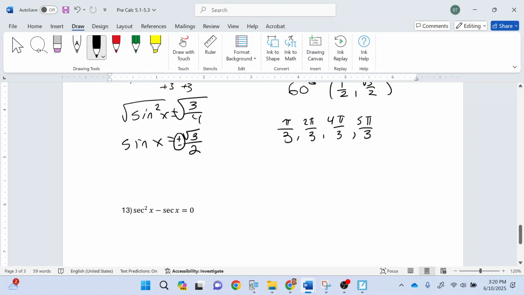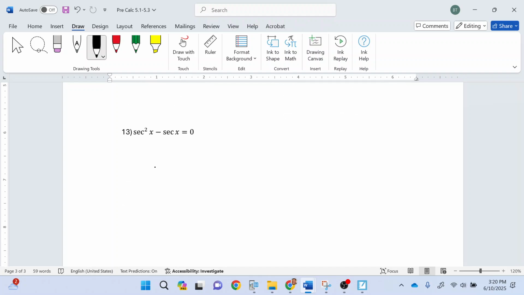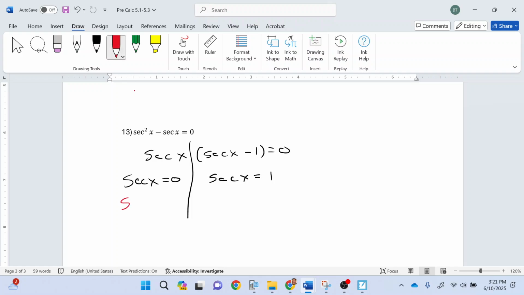All right, next one, we're going to factor this. Because we have a GCF, I'm going to take out a secant x and leave with secant x minus 1 equaling 0. So I could split and solve this. So secant x equals 0 and secant x equals 1. Remember, this means the reciprocal should be sine. But in this case, the reciprocal of 0 is undefined. So this doesn't even mean anything.